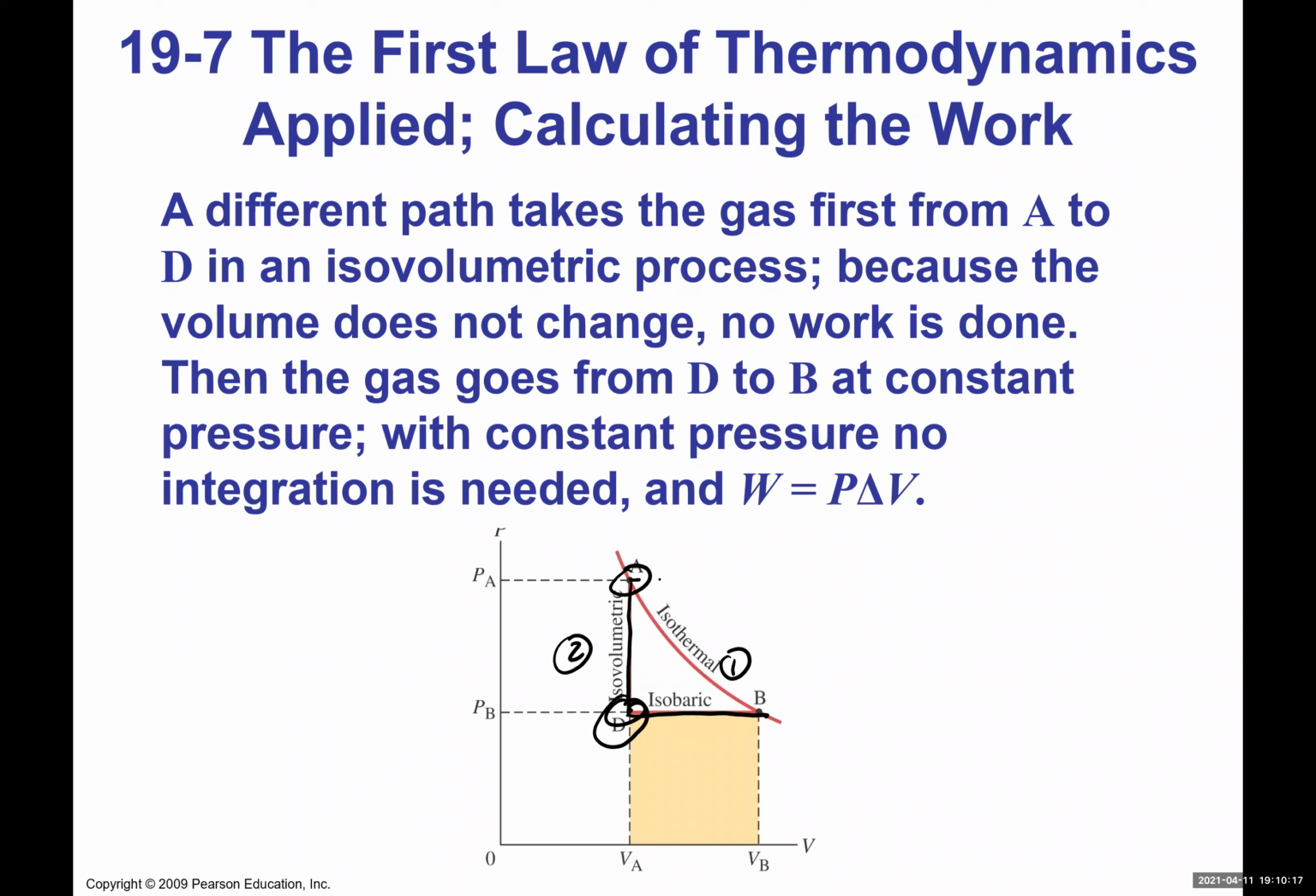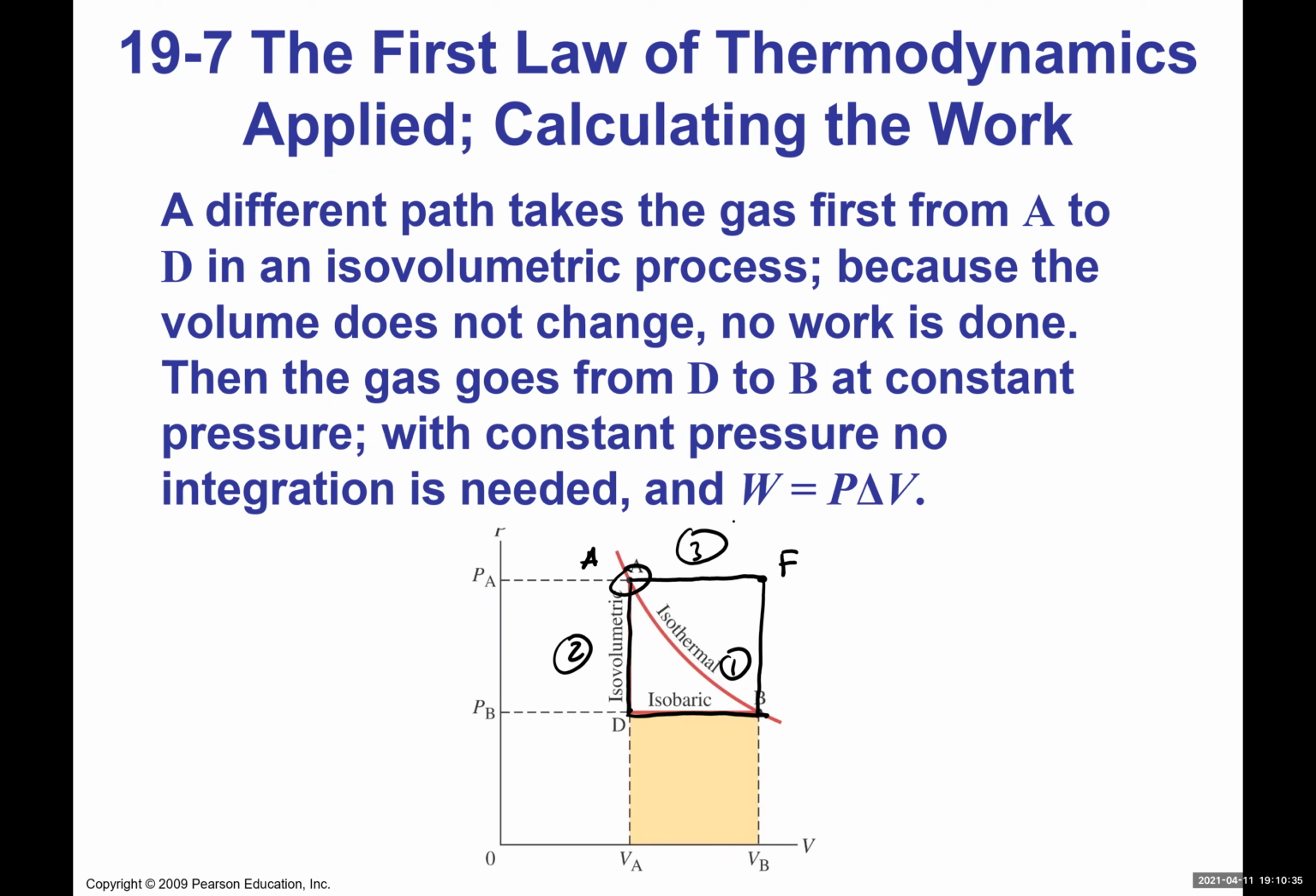Then you can also go isobaric. Let's call this F, since I already have D. So you can go from A to F, and then from F to B. That means you can go the other way around, right? So let's call this path 3.